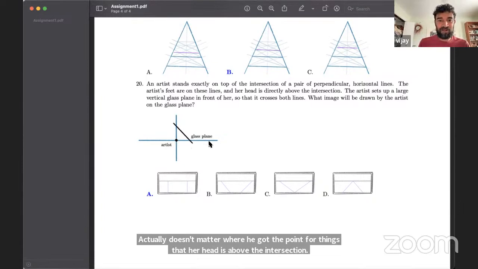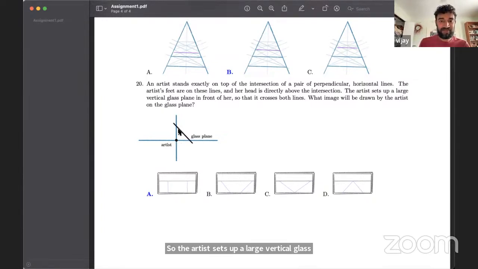So the artist sets up a large vertical glass plane in front of her on this diagonal, which is crossing both lines. And the question is, if the artist just draws on the glass plane exactly what they see, what image will they end up drawing on the plane? So her head is fixed at this point of intersection, but she can turn her head as she's drawing. In fact, you can imagine her looking. Again, that doesn't really matter. She could be looking this way, she could be looking this way, she could be looking this way.